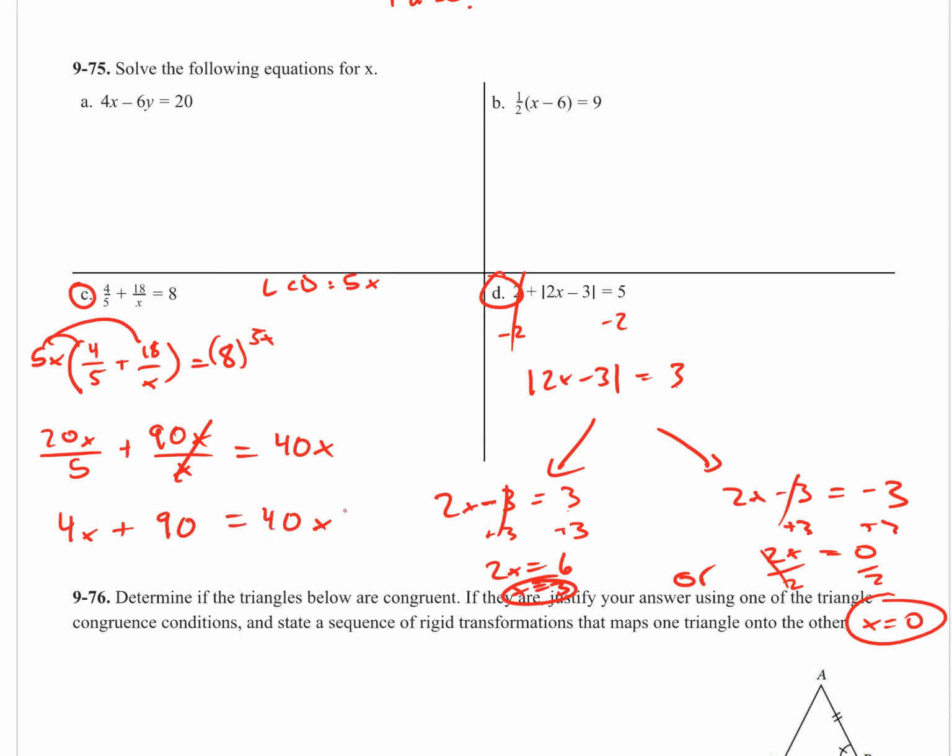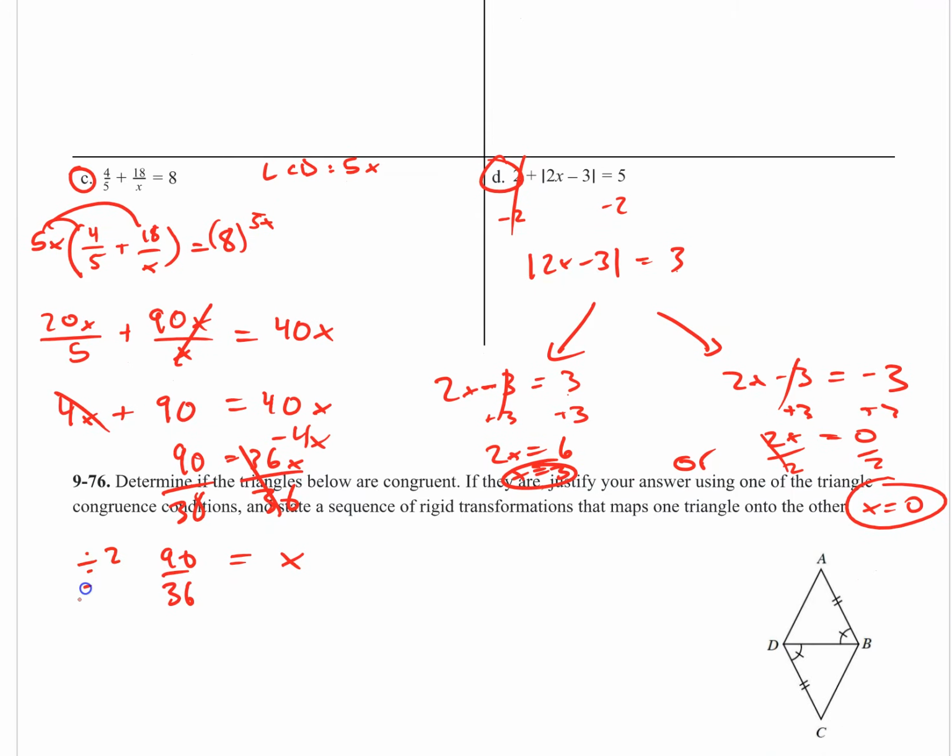And now we just solve this guy for a normal equation now that the fractions are busted. So take away 4x from each side. 90 equals 36x. And then we need to divide both sides by 36. So x equals 90 over 36. Now these numbers are both even numbers, so I need to divide the top and bottom by 2 to reduce these down a little bit. 90 divided by 2 is 45, and 36 divided by 2 is 18.